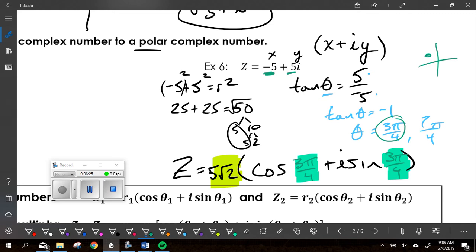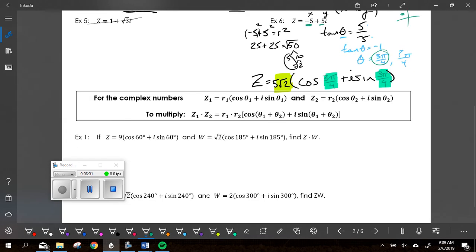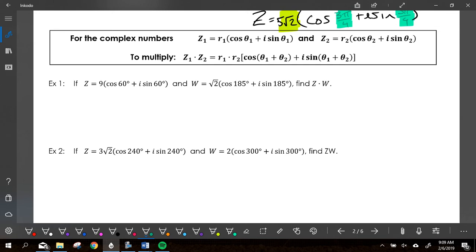Questions on how we did that? That is the hardest thing we're doing today. So if you can do that, everything else is significantly easier than that. So again, now we are taking this knowledge of complex numbers and we're going to apply it to make these next problems super easy.